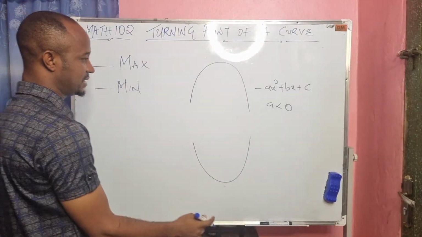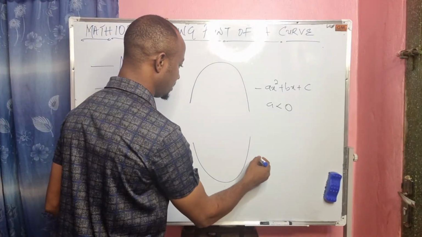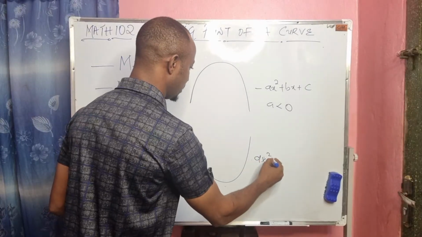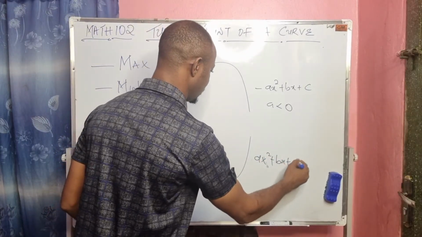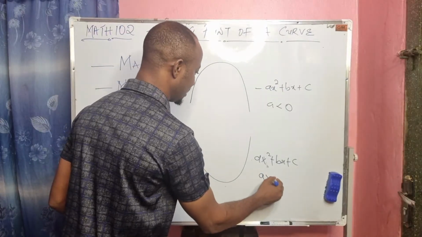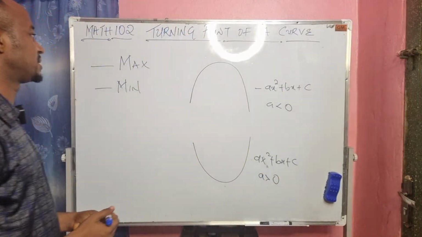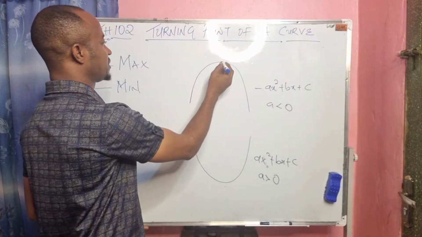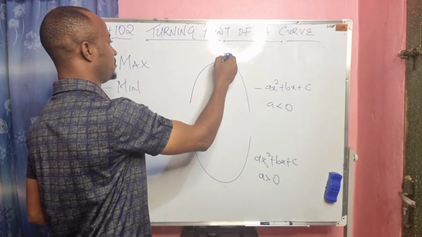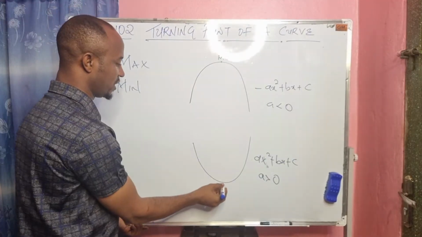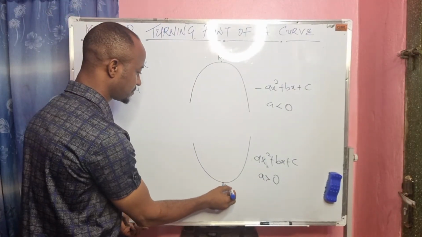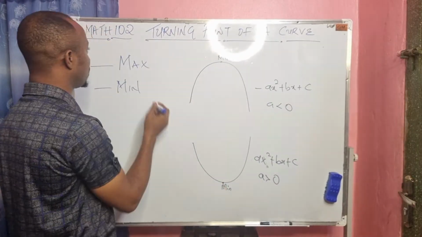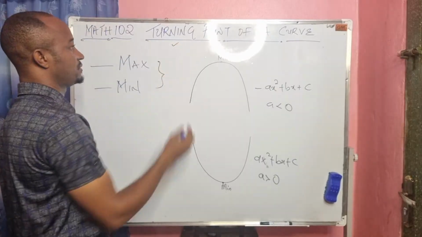Then for a curve like this, we say the general form is ax squared plus bx plus c, where a is greater than 0. All right. So we said for this curve, we have the highest point here is called the maximum point. The lowest point is called the minimum point. Both the maximum and the minimum point, they are called what? The turning point of a curve, right?